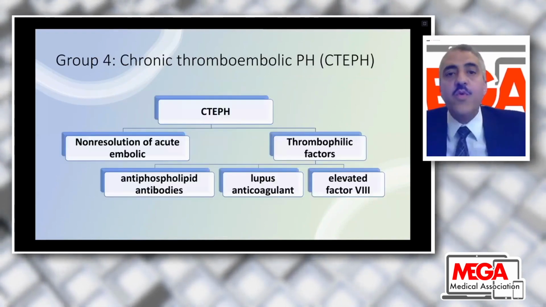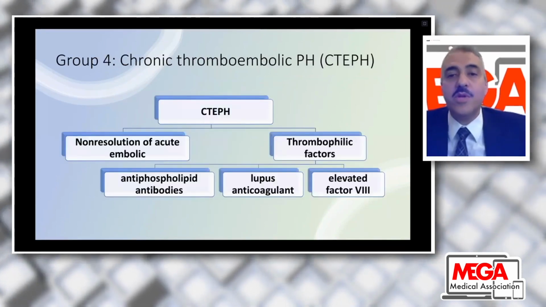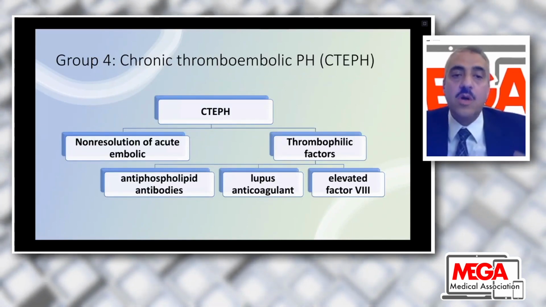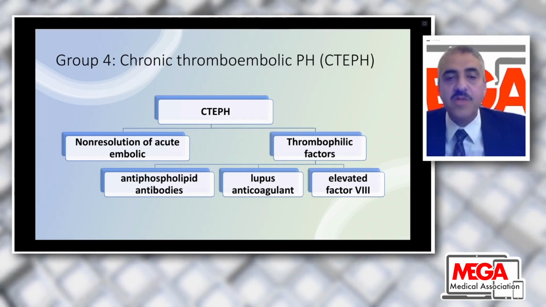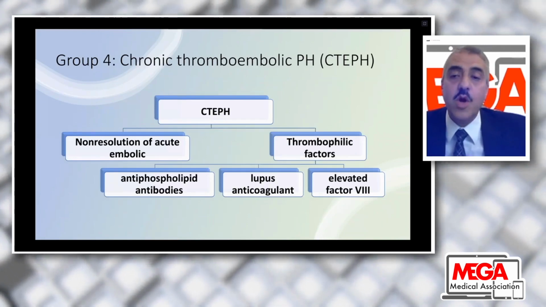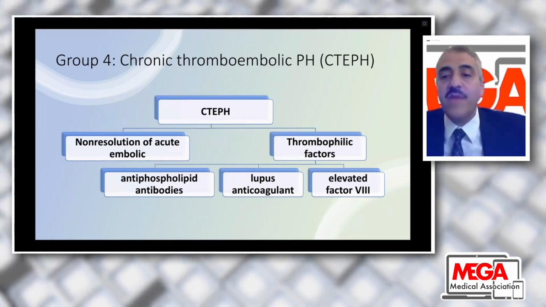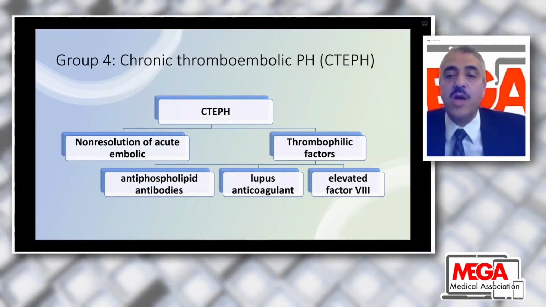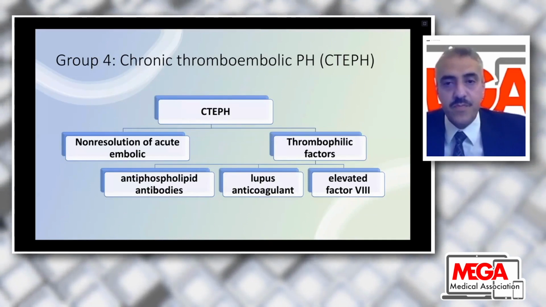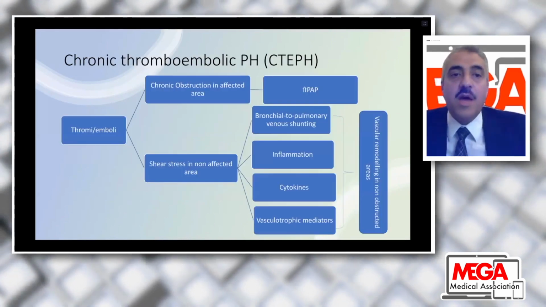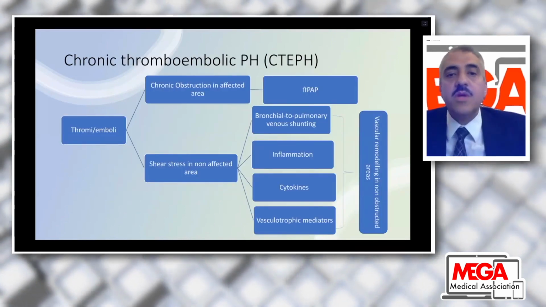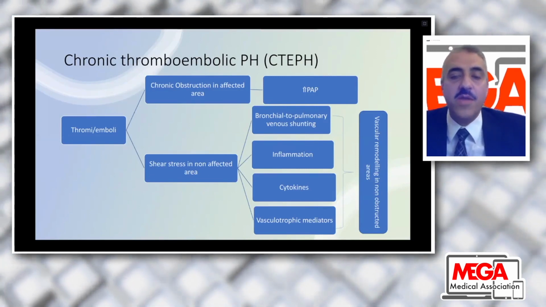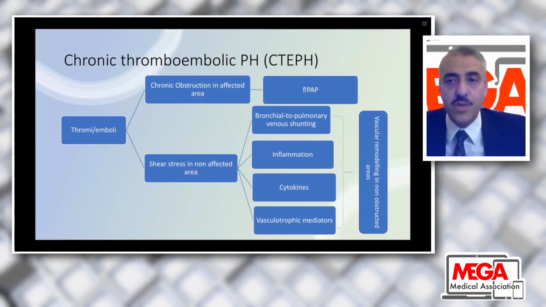Group 4 is chronic thromboembolic pulmonary hypertension, or we call it CTEPH. This is either due to obstruction of the pulmonary vessels with pulmonary embolism, or the presence of thrombophilic factors in the blood like antiphospholipid antibodies, lupus anticoagulants, or elevated factor VIII. The pathophysiology is easy to understand: chronic obstruction in the affected area by the emboli increases the pulmonary artery pressure.